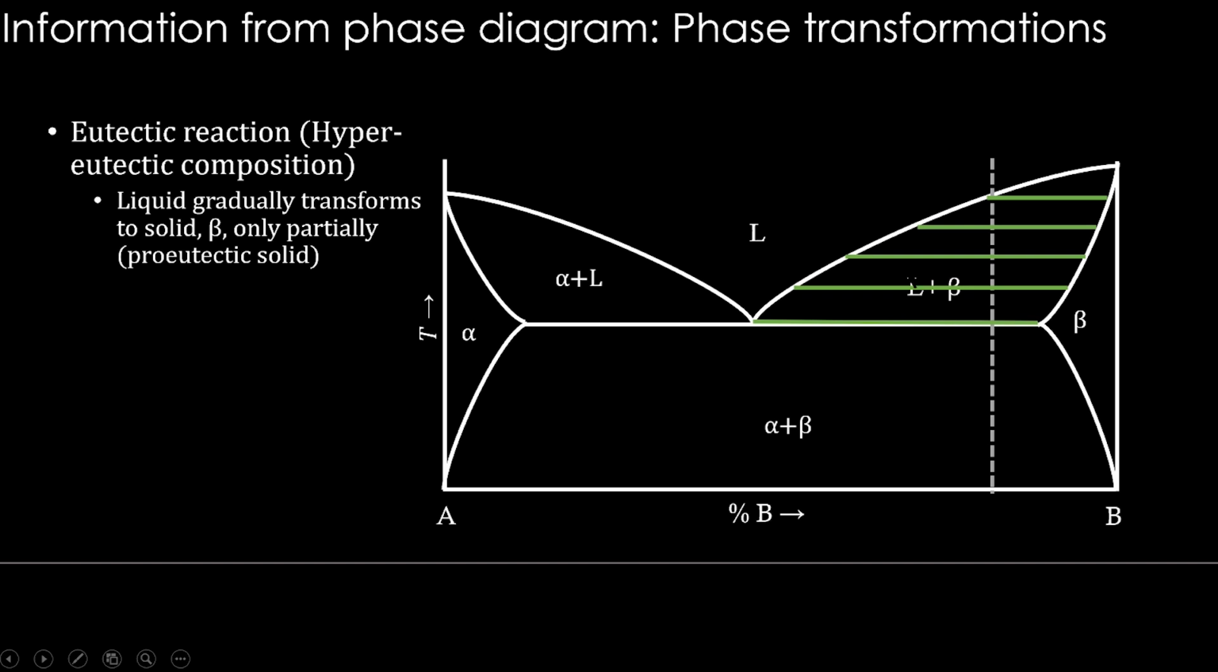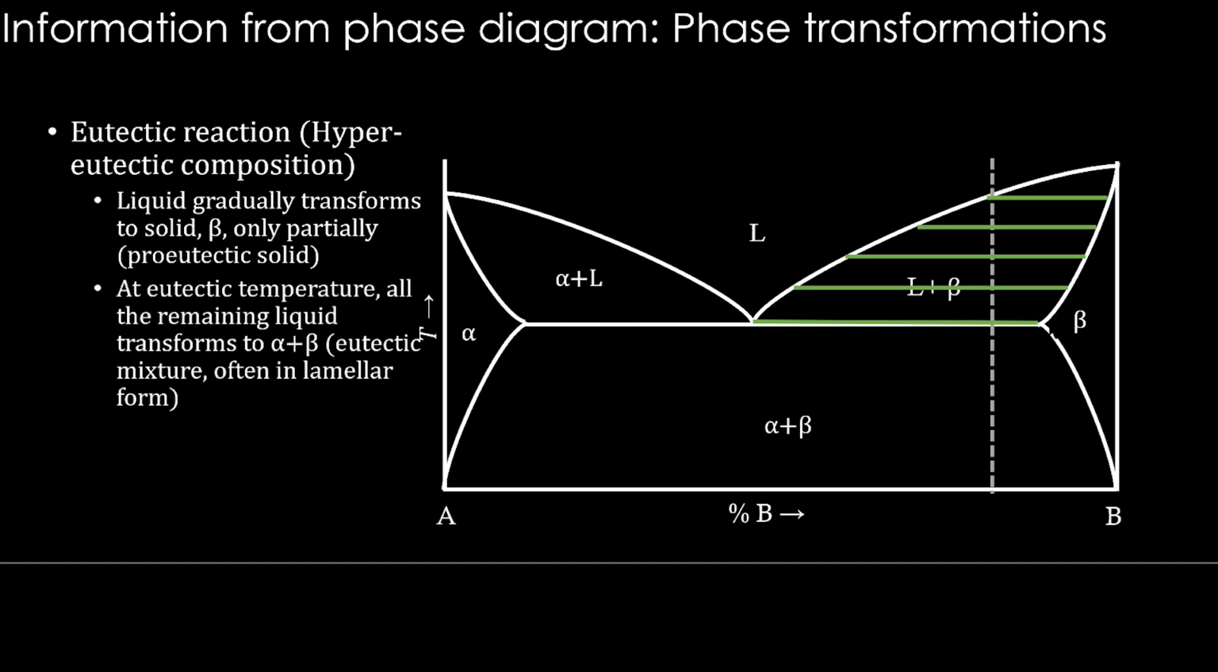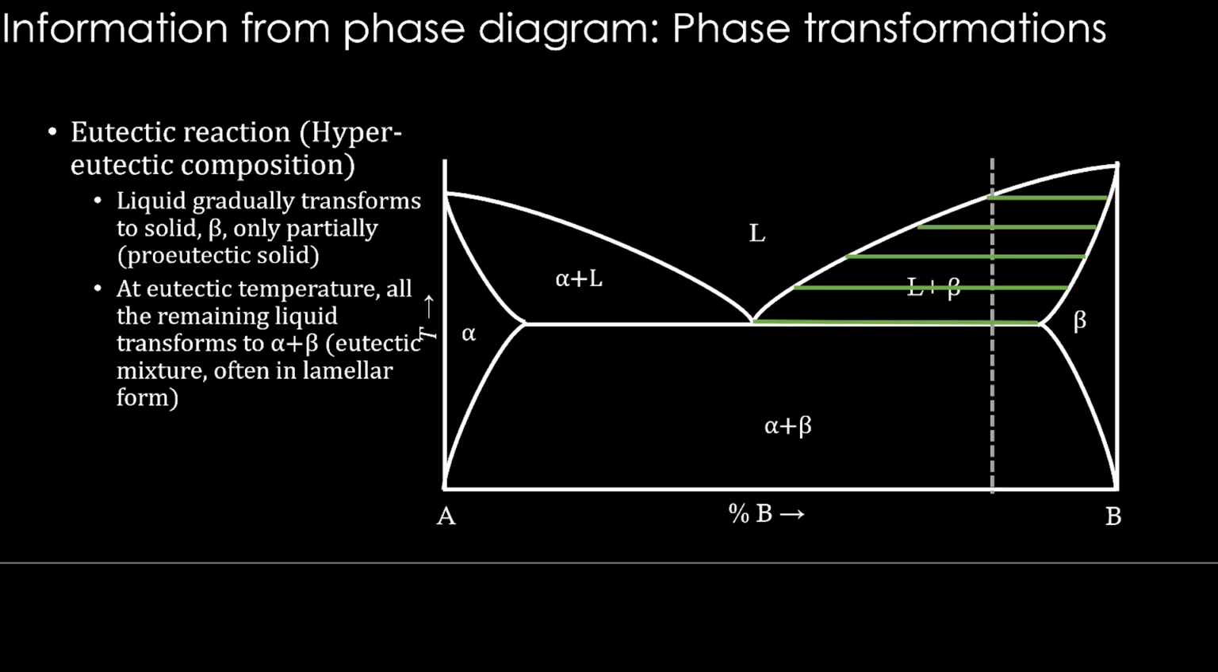And you can see there is some amount of liquid that is going to remain, this length by total length, that is the liquid content. That liquid is going to transform at the eutectic temperature. All the remaining liquid transforms to alpha plus beta, that is the eutectic mixture. Often it is in lamellar form, the layered structure that we saw in the previous image.